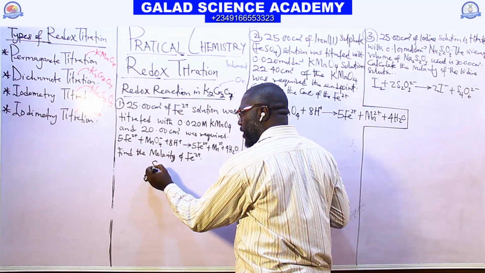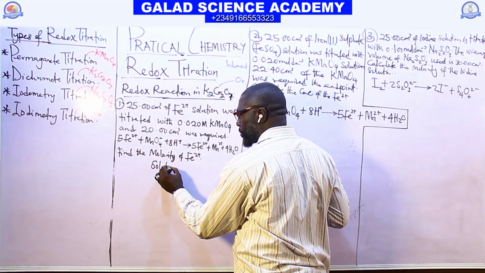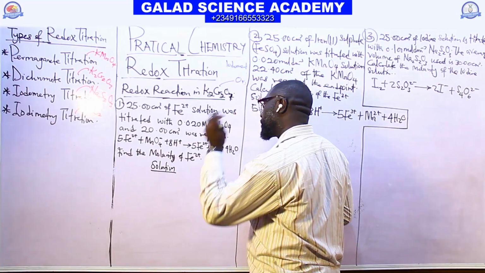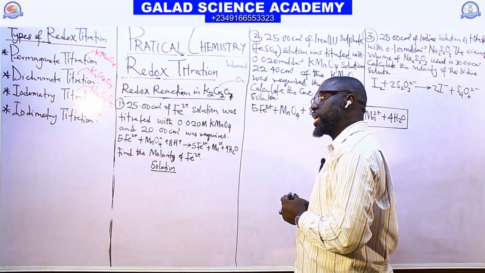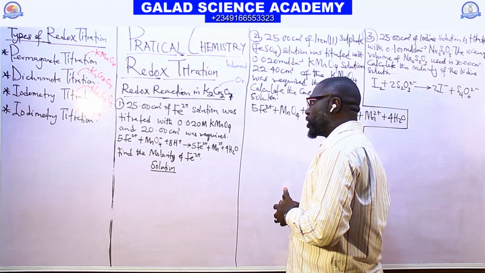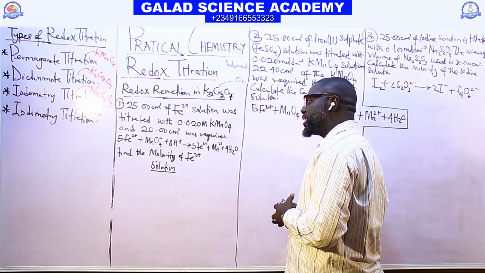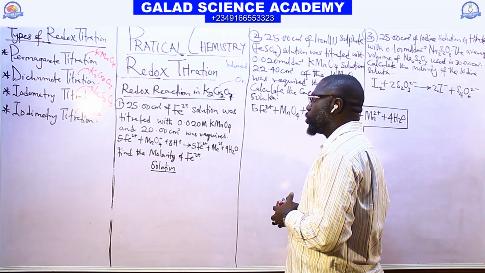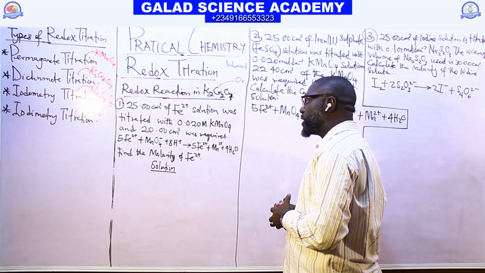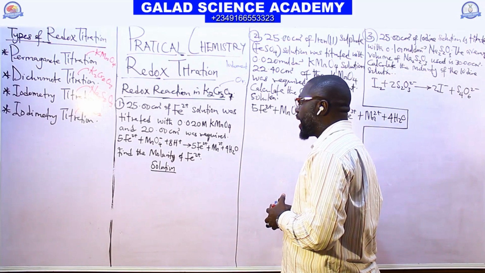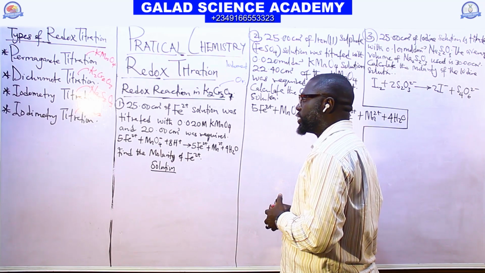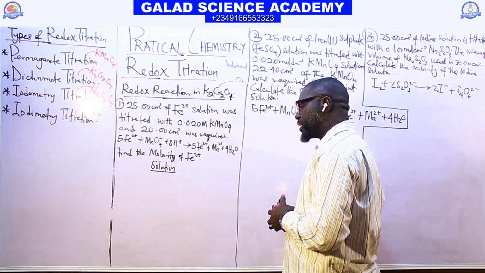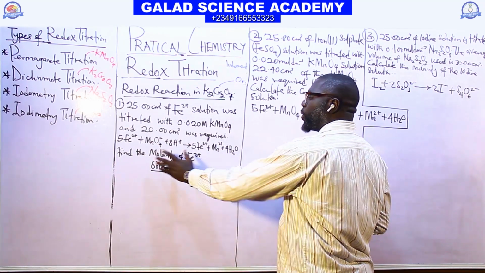The first one, solution. We have 25.00 cm cube of iron solution was titrated with 0.020 molar of KMnO4, and 20.00 cm cube was required. We are given this equation. Calculate the molarity.